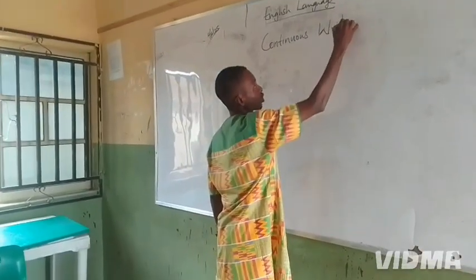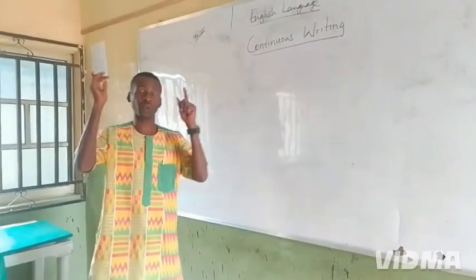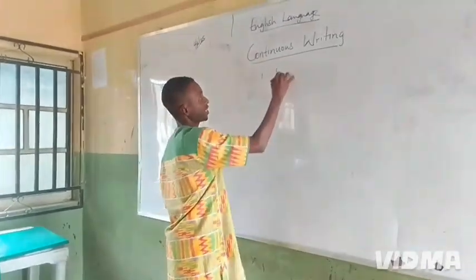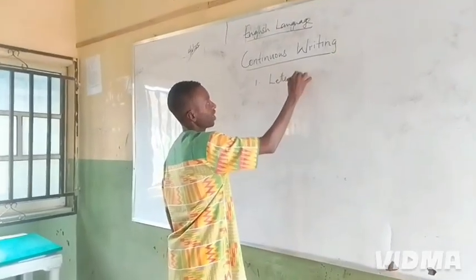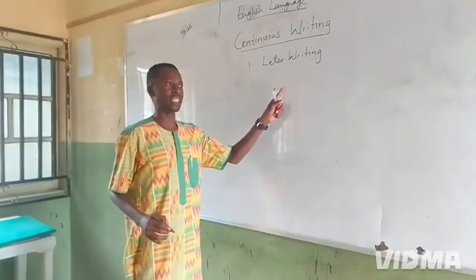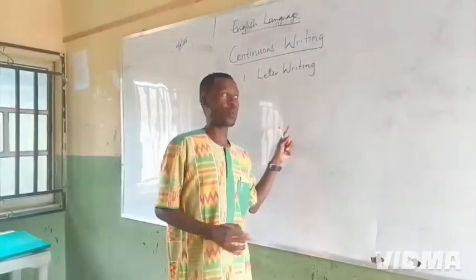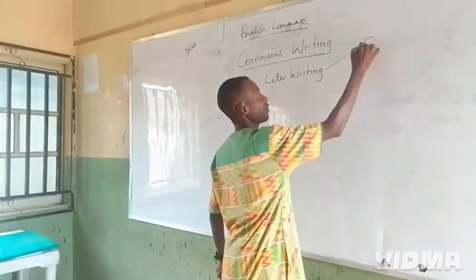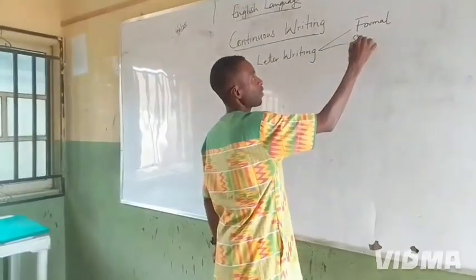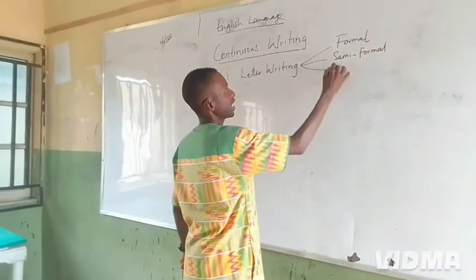Now, when we are talking about continuous writing, I want you to know this has to do with all sorts of writing in English language. Number one is letter writing. And we know that letter writing is divided into three types. The types of letter writings that we have: formal letter, semi-formal letter, and we also have informal.